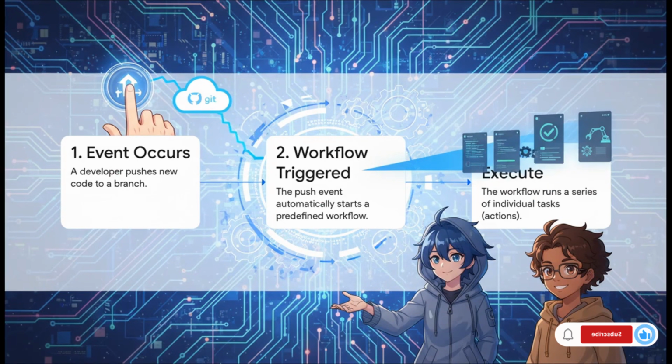So let's put it all together. It's simple. An event happens, say a Git push. That event triggers a specific workflow you've defined. And then that workflow runs a series of actions to get the job done. It's really just a powerful if this, then that system for your entire development process.